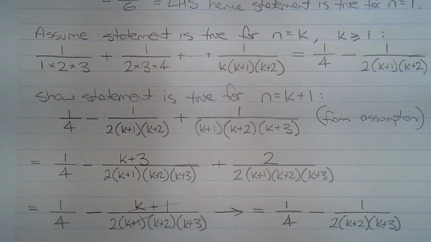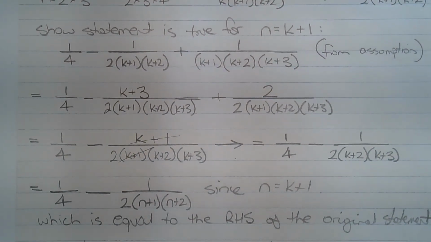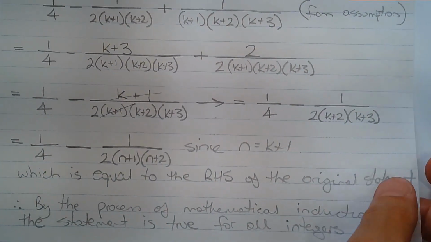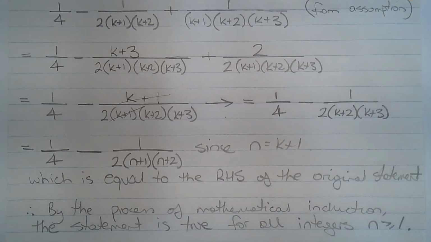So that equals 1/4 − (k+1)/(2(k+1)(k+2)(k+3)). The k plus 1 in the numerator cancels with the k plus 1 in the denominator, and that equals 1/4 − 1/(2(k+2)(k+3)). And that equals 1/4 − 1/(2(n+1)(n+2)), since n equals k plus 1. So we can replace the k with n, and we end up with something that looks like the right-hand side of the original statement.